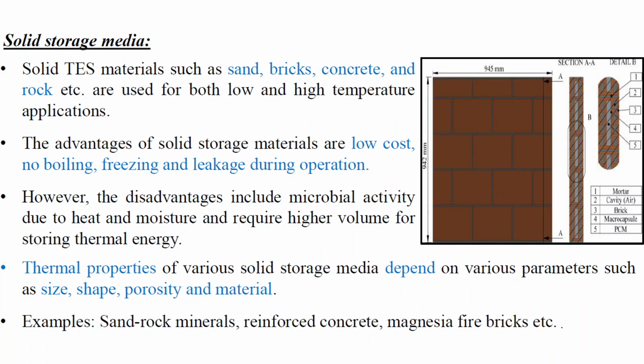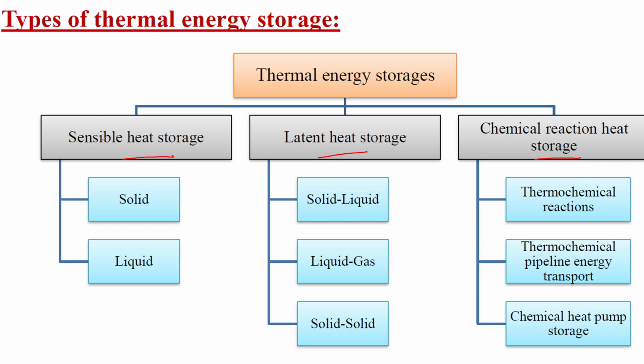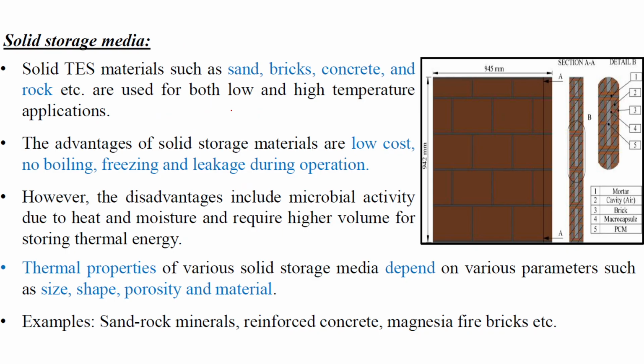So coming on to some of the media in which this sensible heat storage can take place. For example, solid, as here it is of two types, solid and liquid. So coming on to solid, it is solid thermal energy storage materials. They are basically such as sand, brick, concrete, rock. They are used for both low and high temperature applications. So these are the materials.